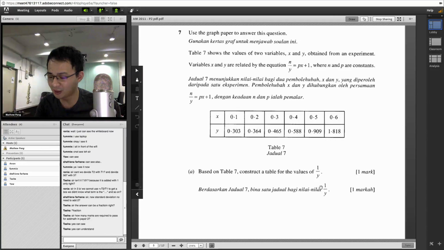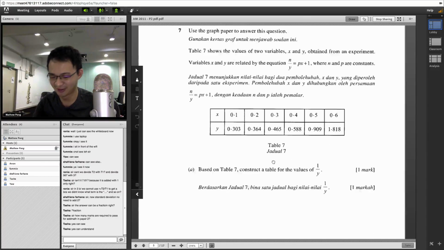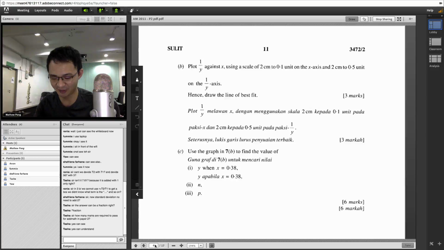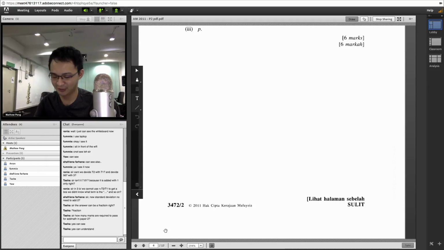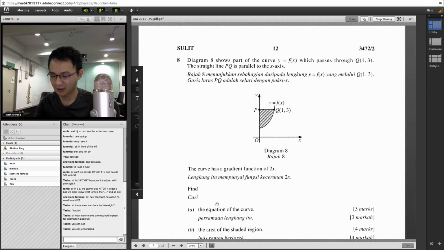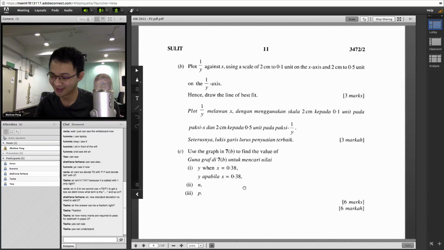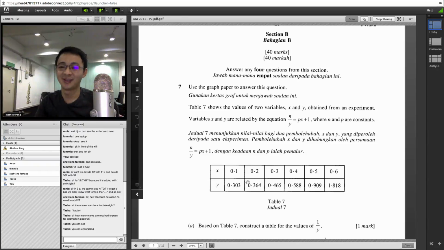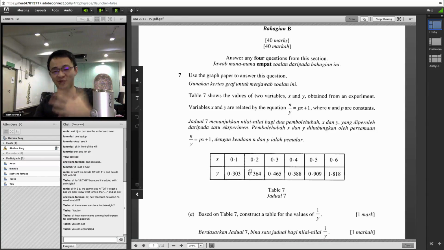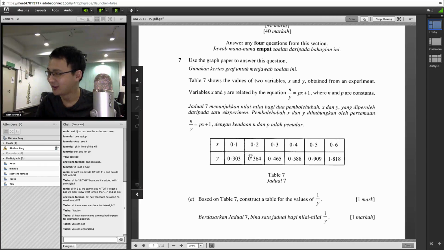Alright, this one you have to use a graph paper. I hope I have a graph paper inside this paper. Let me see. Do I have a graph paper downstairs? There's no graph paper for me. Oh my god. Okay. Let me just guide you on how to do it. Then you actually draw on your graph paper on your own.